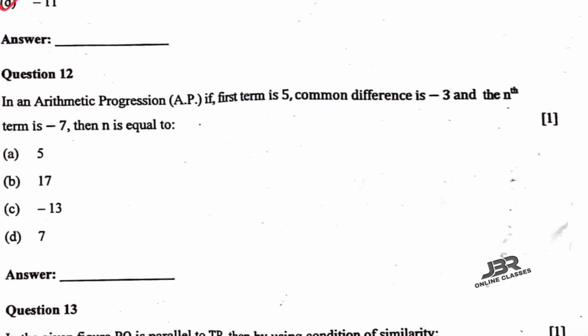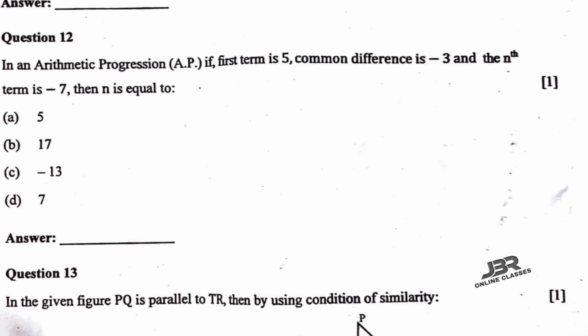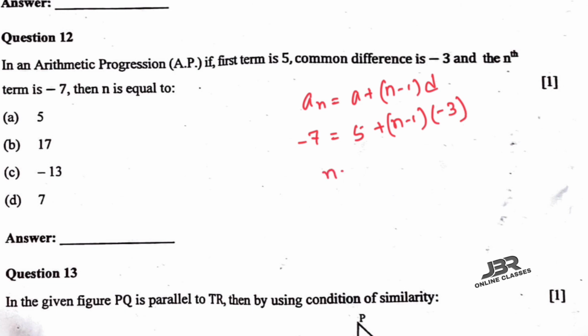Now the next one, in an arithmetic progression, if the first term is 5, common difference is minus 3 and the nth term is minus 7, then n is equal to? nth term means here you can apply the formula a plus n minus 1 into d, where the nth term is minus 7, a equals 5, and d equals minus 3. So you can easily find the value of n, and from that n equals 5. That means A is your answer.